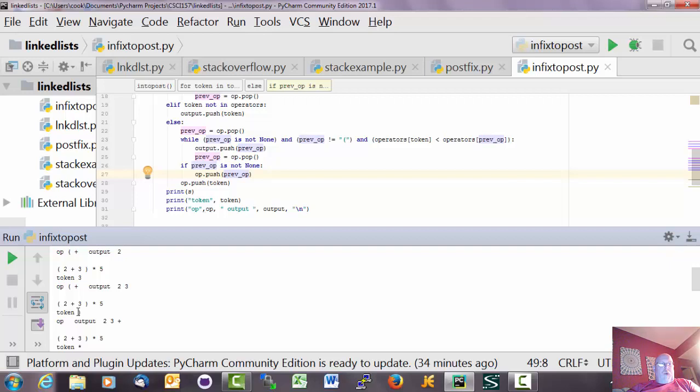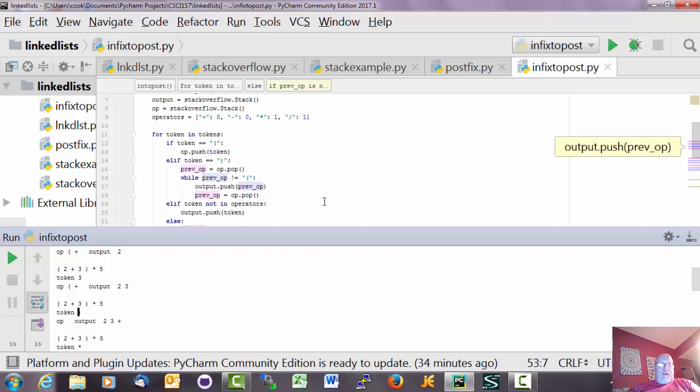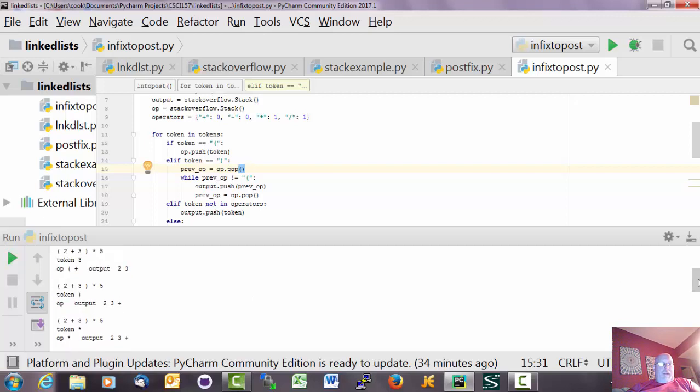Now our next token is going to be a right parenthesis. So remember what happens with a right parenthesis. When we get to a right parenthesis, we're going to pop stuff off the stack and push it onto the output stack until we get to a left parenthesis. So at this point, we've got a parenthesis and a plus on there. We pop the plus, that goes on here. Then we pop the left parenthesis. We don't do parentheses in postfix, so when we pop the left parenthesis, then we're done. And that does not get pushed.